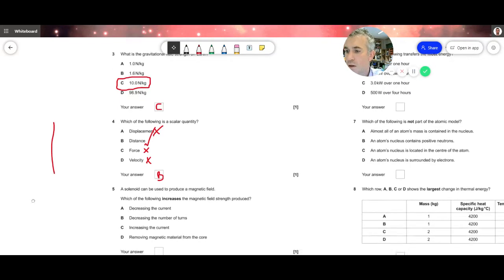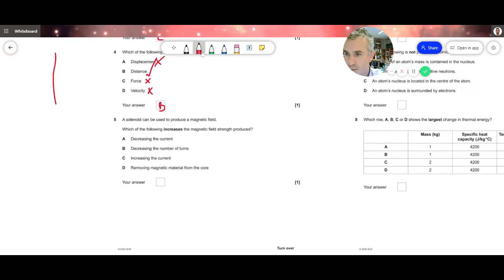A solenoid can be used to produce a magnetic field. Which of the following increases the magnetic field strength? Decreasing the current? No. Decreasing the number of turns? No. Increasing the current? Yes. So C is the correct answer.